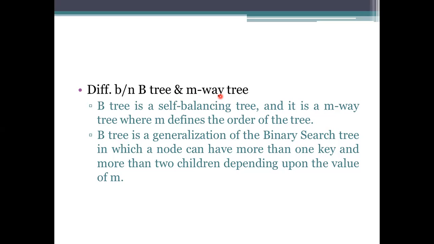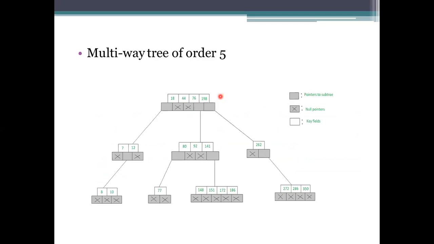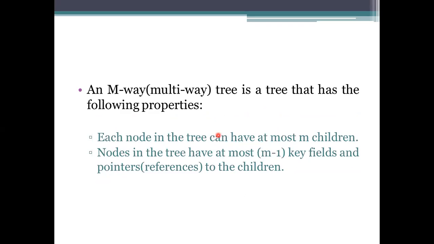If you see this one, it is not allowed to store multiple values in this representation, and it does not say that it will have multiple children. So if you see this one, it is acting as a right child and it is acting as a left child. So the M-way tree also includes the properties of the B tree and allows you to insert multiple values in that representation.